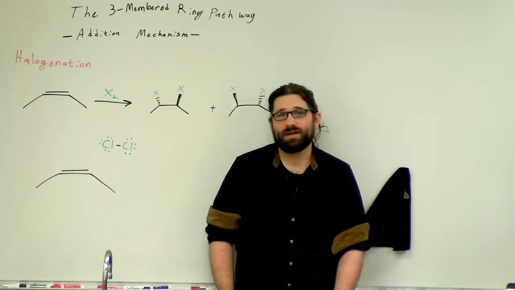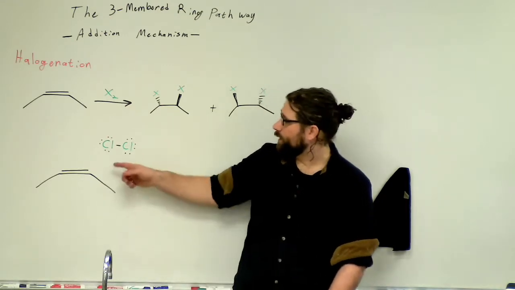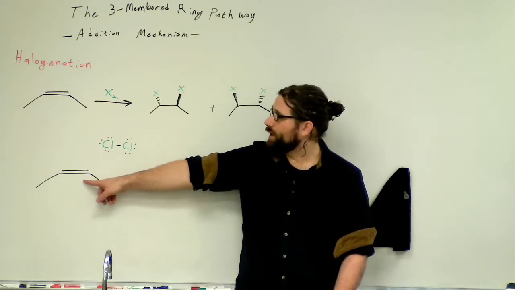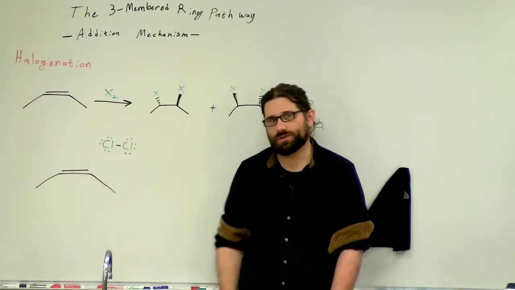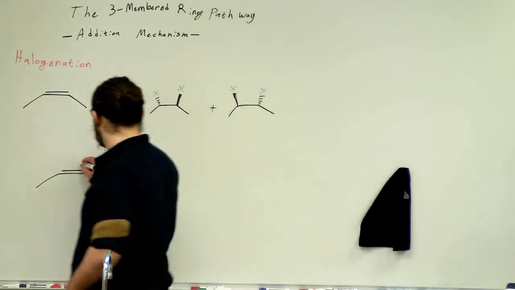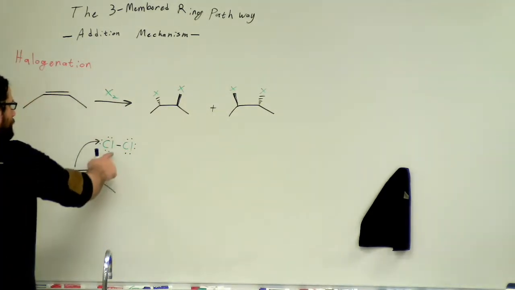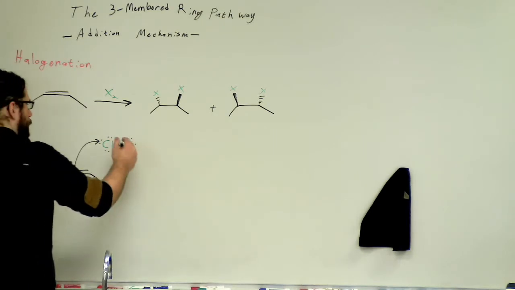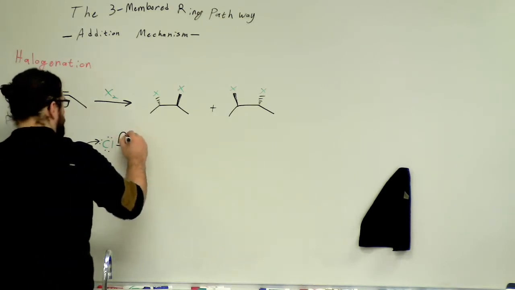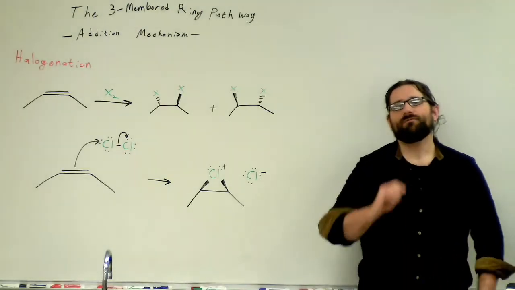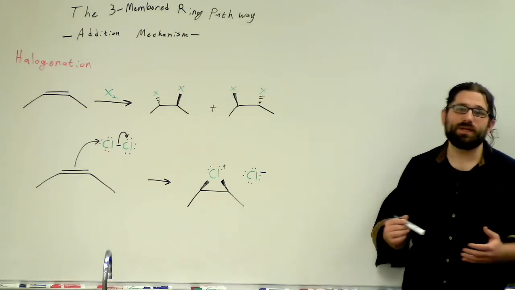So I've got the mechanism set up here. I'm going to have my pi bond on this alkene attacking one of the chlorines. Once that attack occurs, the chlorine is going to give up its bond with the other chlorine, forming an anion. After that attack, we've got something a little bit different.